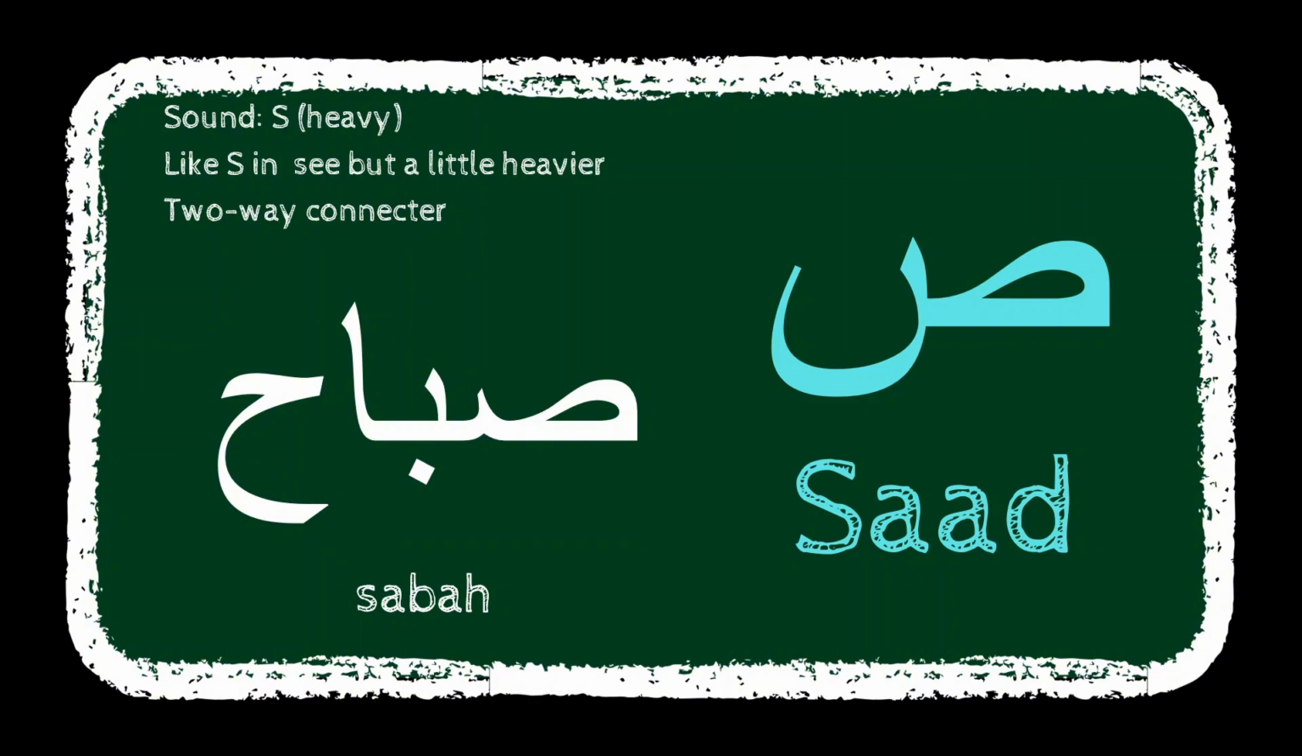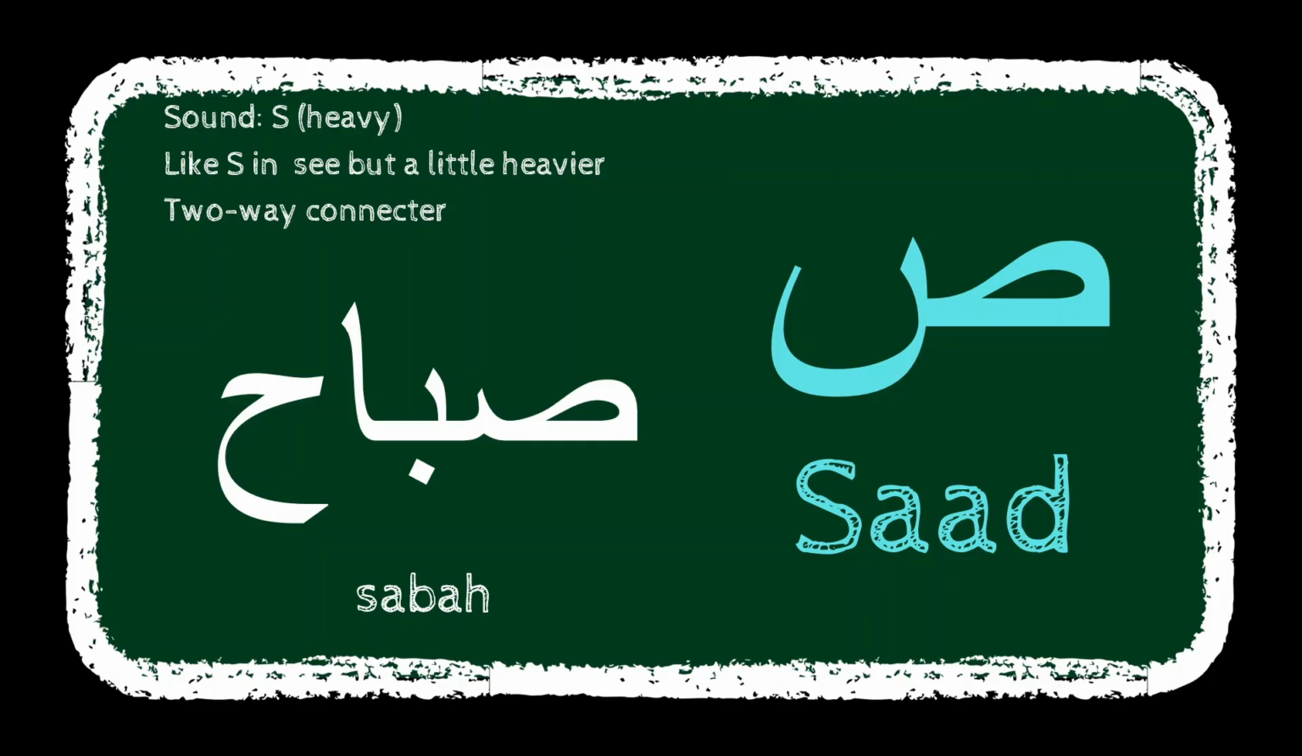Our next letter is sad, and sad is a heavy letter, and it's pronounced like the S in the word seen, for example, but it's a little bit heavier and a little bit more intense, okay? So, for example, the word sabah, sabah.